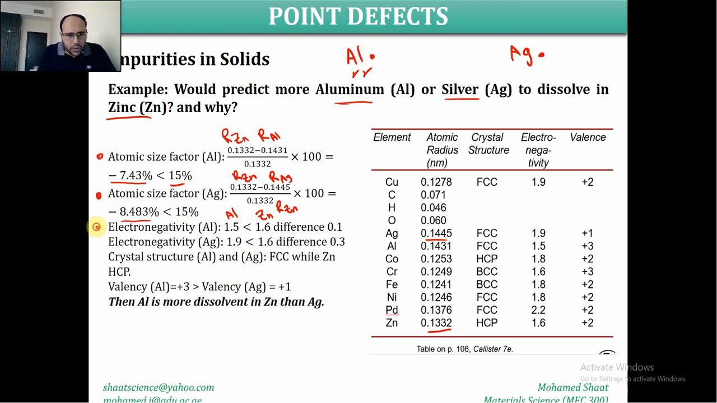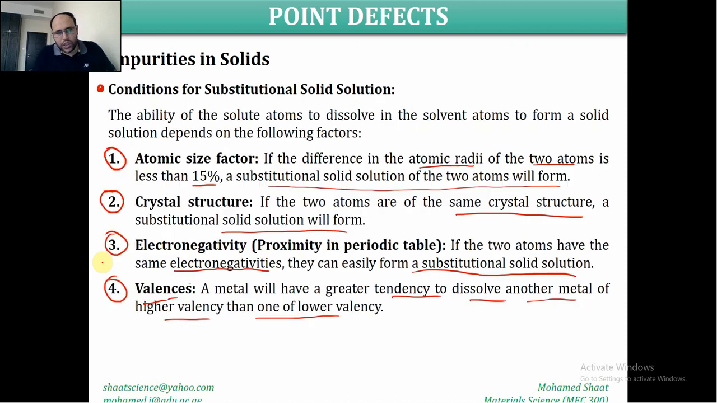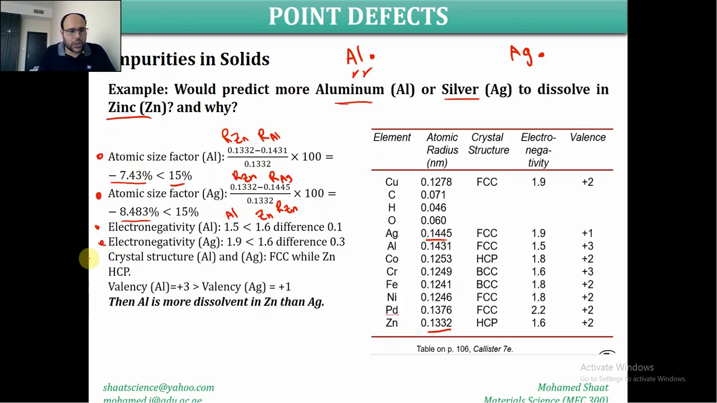The other conditions, so this is condition number 3. Condition number 2, the crystal structure. How about the crystal structure of the aluminum? It is FCC, as shown here. The aluminum is FCC, and the crystal structure of the Ag is also FCC. So both are FCC, while the zinc is HCP.